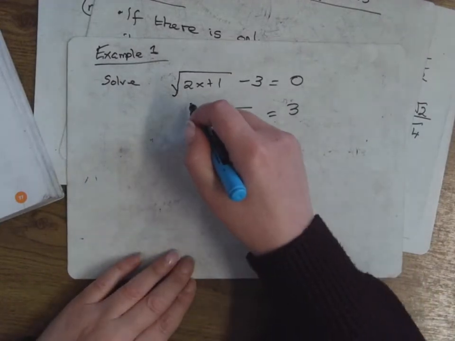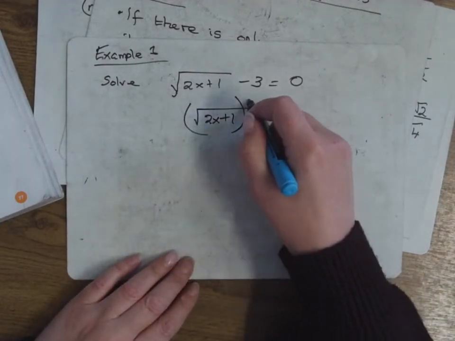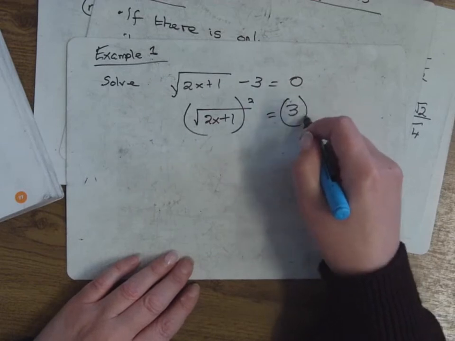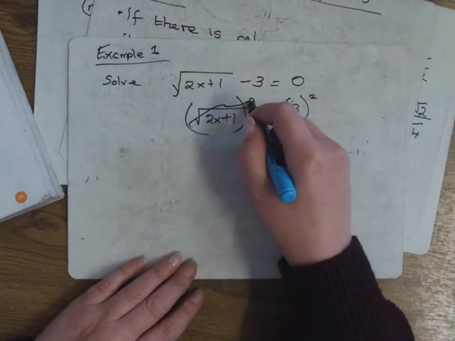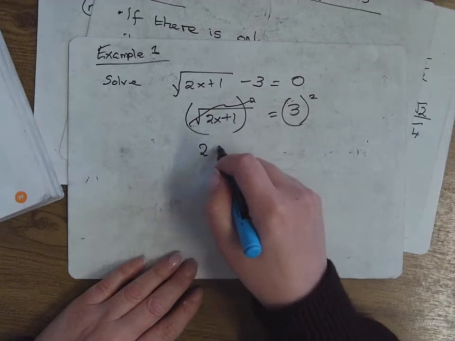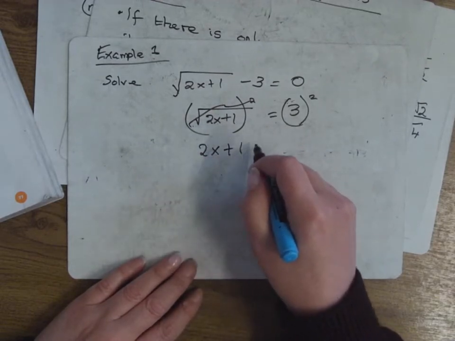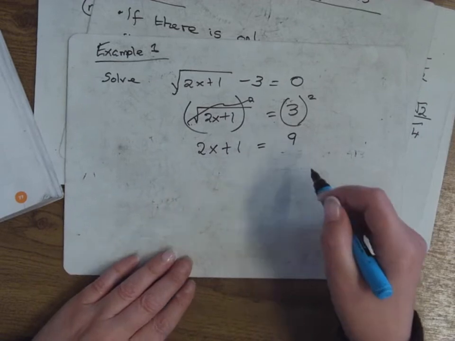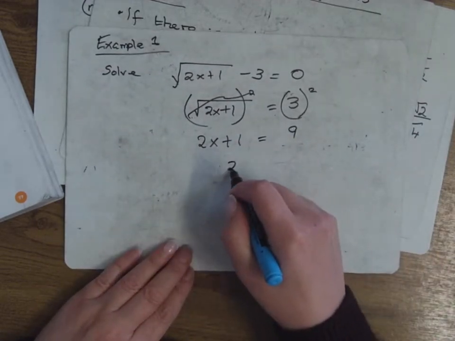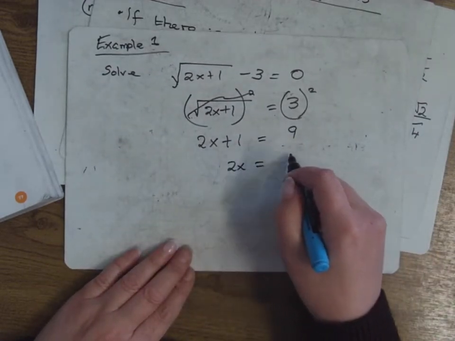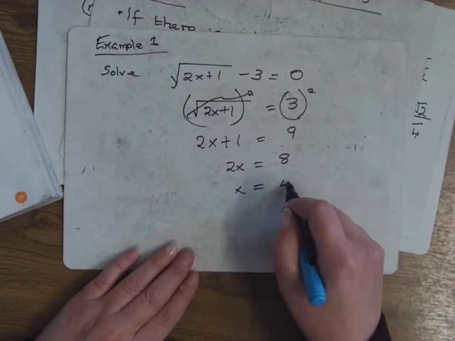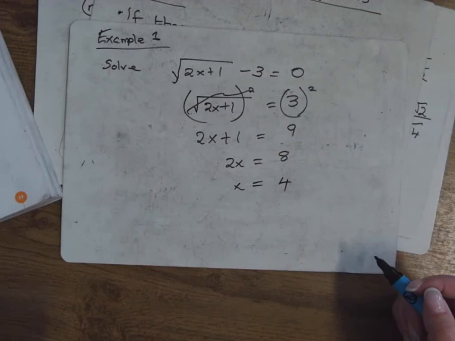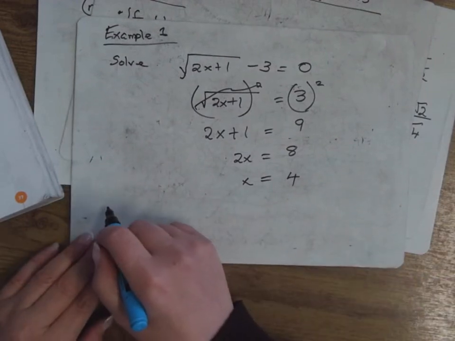Then the next step was to square both sides, because squaring gets rid of a square root sign. So square both sides. Square root and square are the opposite of each other, so I'm just left with 2x plus 1 here. Over here, 3 squared is 9. So then it's just x's on one side, numbers on the other. 2x is equal to 9 minus 1, which is 8, so that means x is equal to 4. Is that okay? So that's just the first instruction, very simply.